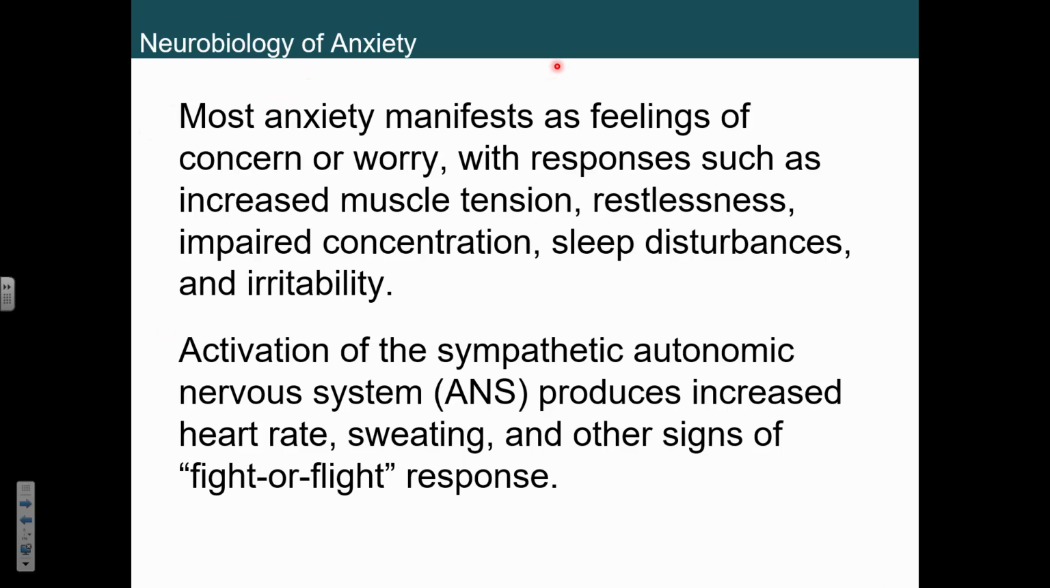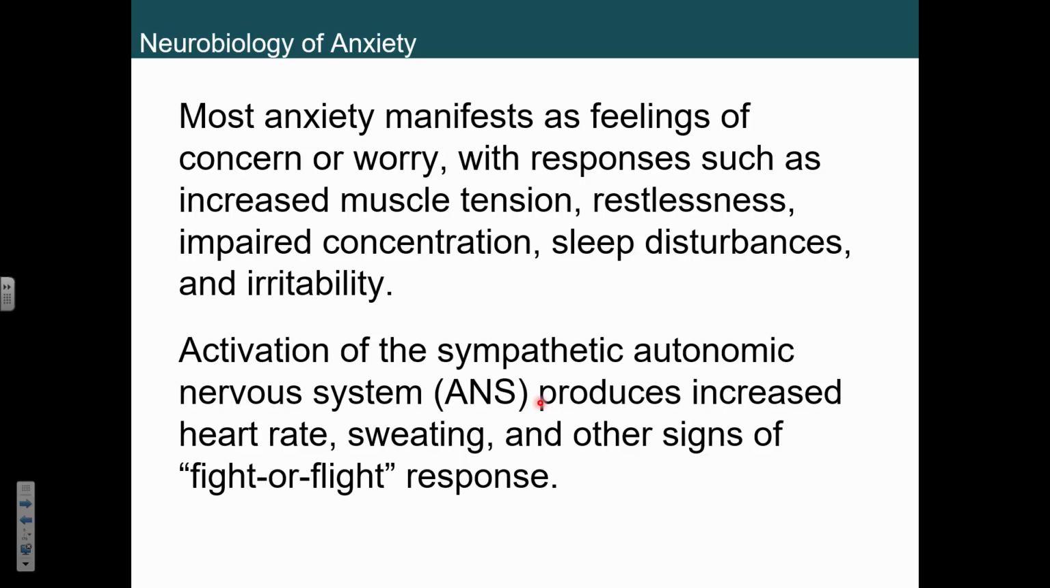What happens when you are anxious? You have all felt anxiety, right? Increased muscle tension, you're going to be restless, sleep disturbances. How many of you have ever been irritable? That happens, right? It's just anxiety. Largely, you're going to be getting your autonomic nervous system beat up, right? So your heart rate's going to go up, you're going to start sweating. You're getting into that fight or flight response, right?